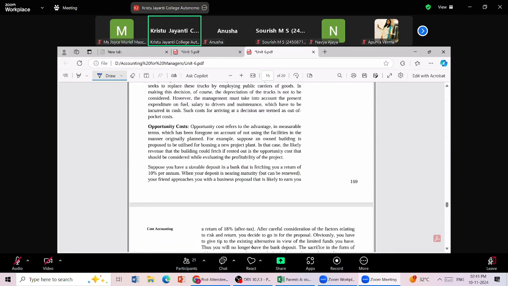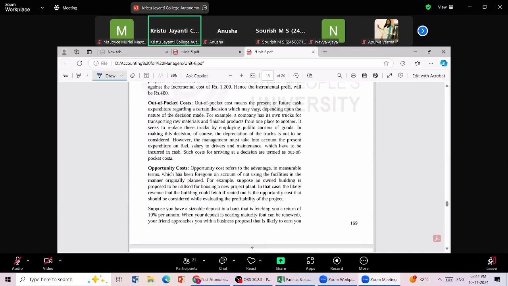Then opportunity cost. If you are getting one thing and you are foregoing another one, that is called opportunity cost. For example, suppose you own a building that is proposed to be utilized for housing a new project. In that case, the revenue that building could fetch if rented out is an opportunity cost, correct? If you are using that building, you are foregoing the rent you would get. So that is called opportunity cost.